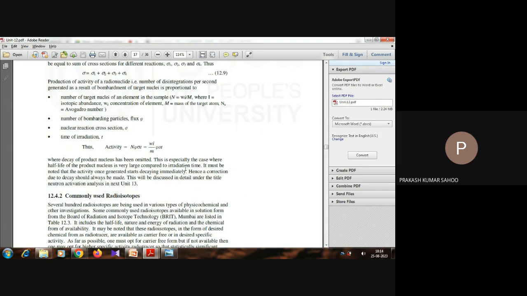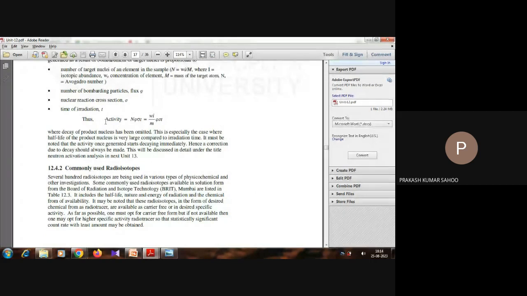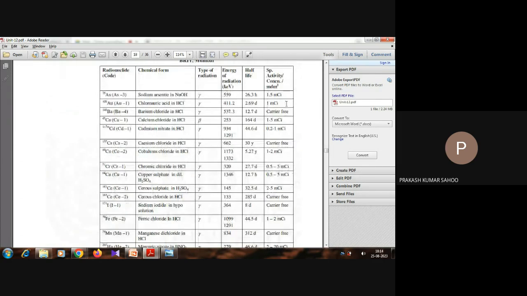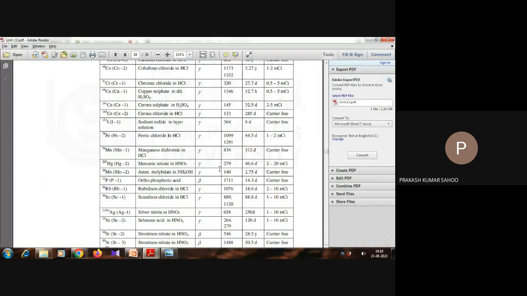So these things are there, and this is the activity equation, that is n phi sigma t equal to w i by m phi sigma t. And these are the commonly used radioisotopes. These are the types of radiation which make this unstable isotope into a stable form, with their half-life periods here, and the amount of energy in kilo electron volts mentioned here.